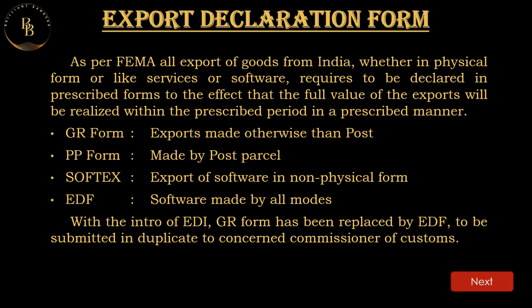So, what is a GR form? If any export is made in ways other than through a post, in that condition, a GR form is to be raised. So, what is a PP form? Whenever any export is made through a post parcel, when it is sent through the post by a post parcel, in that condition, it is made by a PP form.